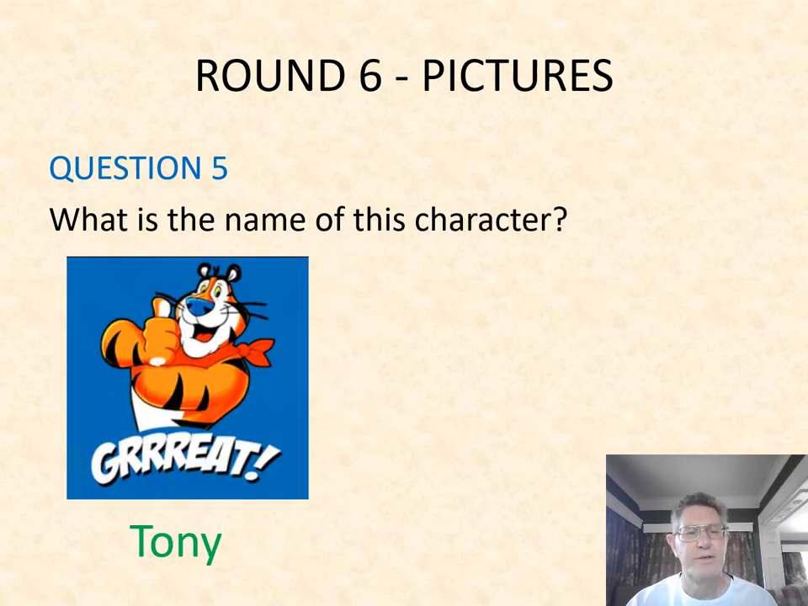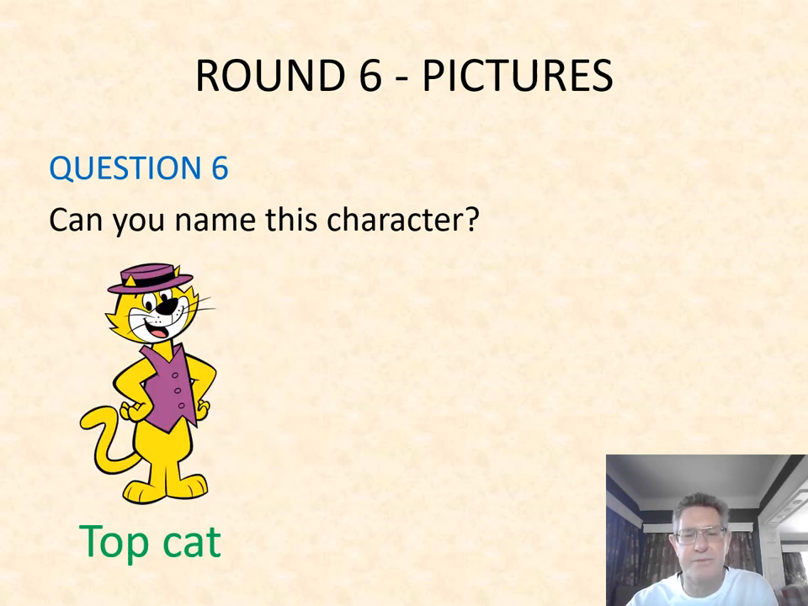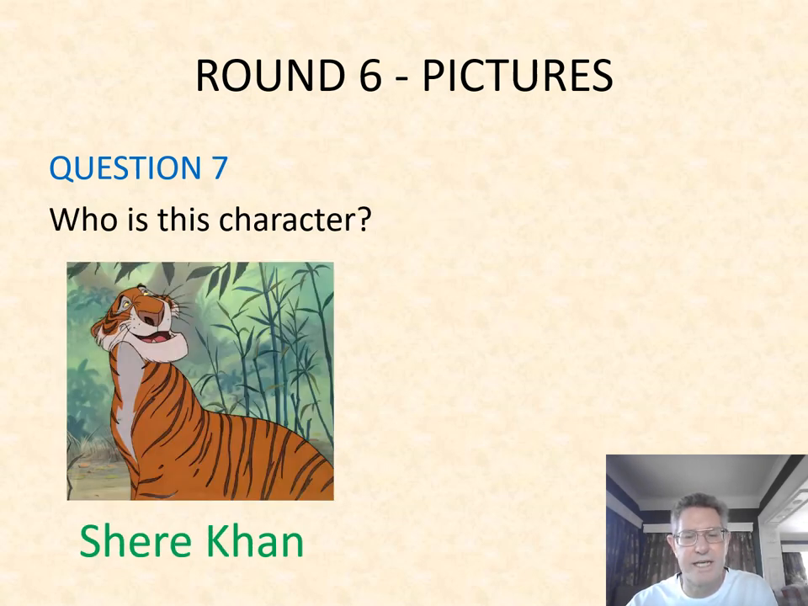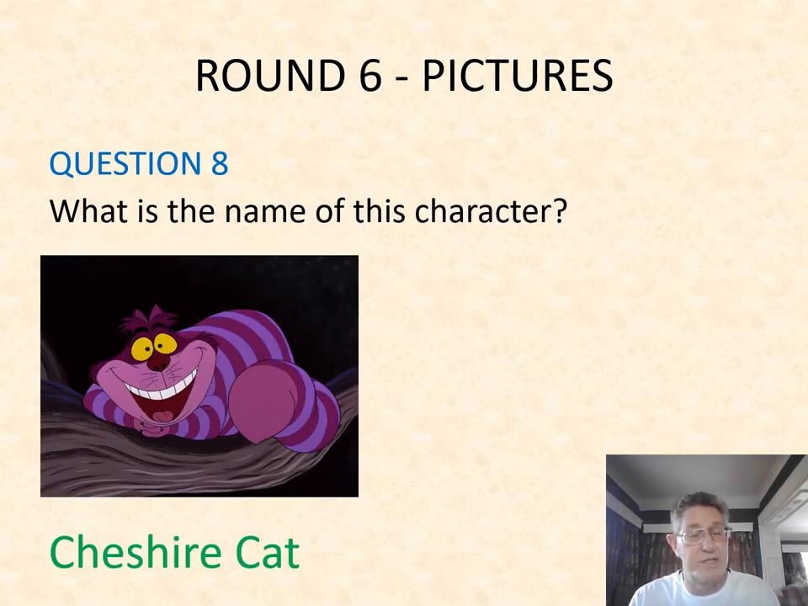Number five, what is the name of this character? They're great. It's Tony, advertising Frosties. Number six, can you name this character that is Top Cat? Whose friends are Benny and Officer Dibble. Number seven, who is this character that is Shere Khan from the Jungle Book? Shere Khan. And finally, number eight, what is the name of this character? Well, from Alice in Wonderland, that is the Cheshire Cat, big smiley Cheshire Cat.